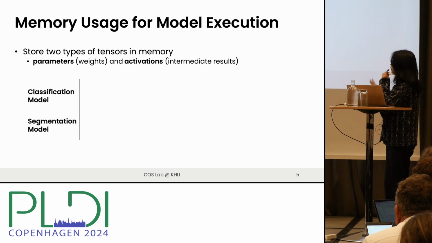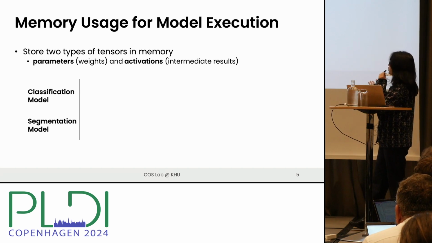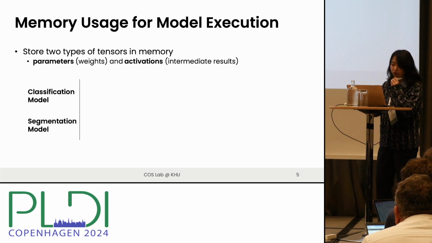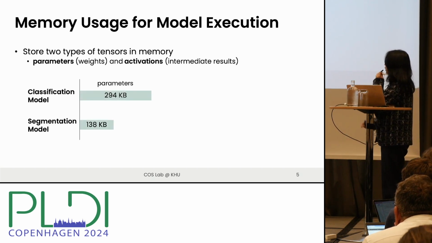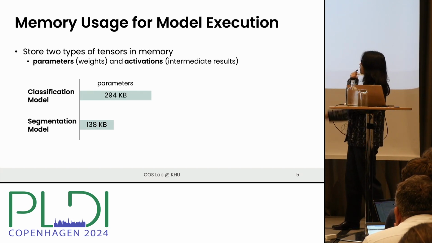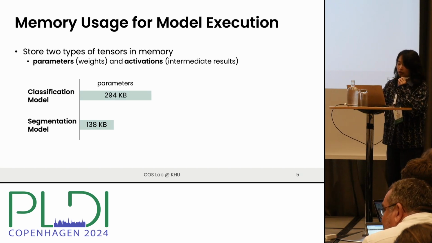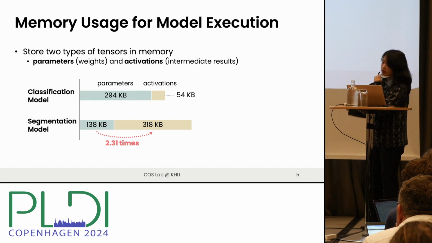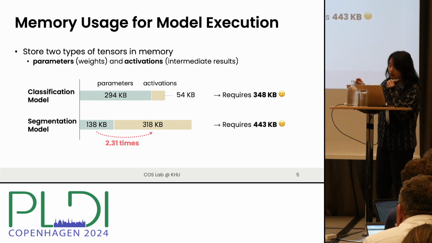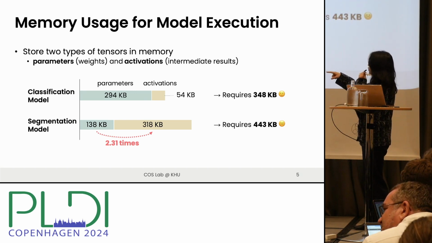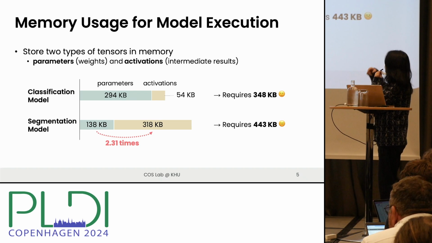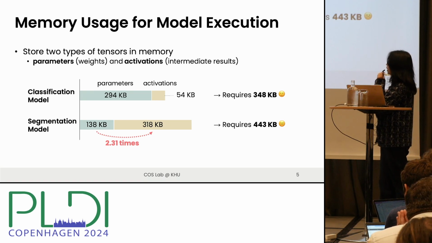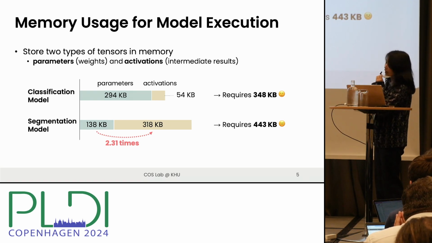So I measured the memory usage of parameters and activations for the segmentation model and a typical classification model. And here we found that even if the segmentation model has fewer parameters, actually it requires much more memory space for its activations. So that is, the segmentation model is smaller than the classification model, but requires more memory. So this is why the segmentation model cannot run on the tiny embedded systems.